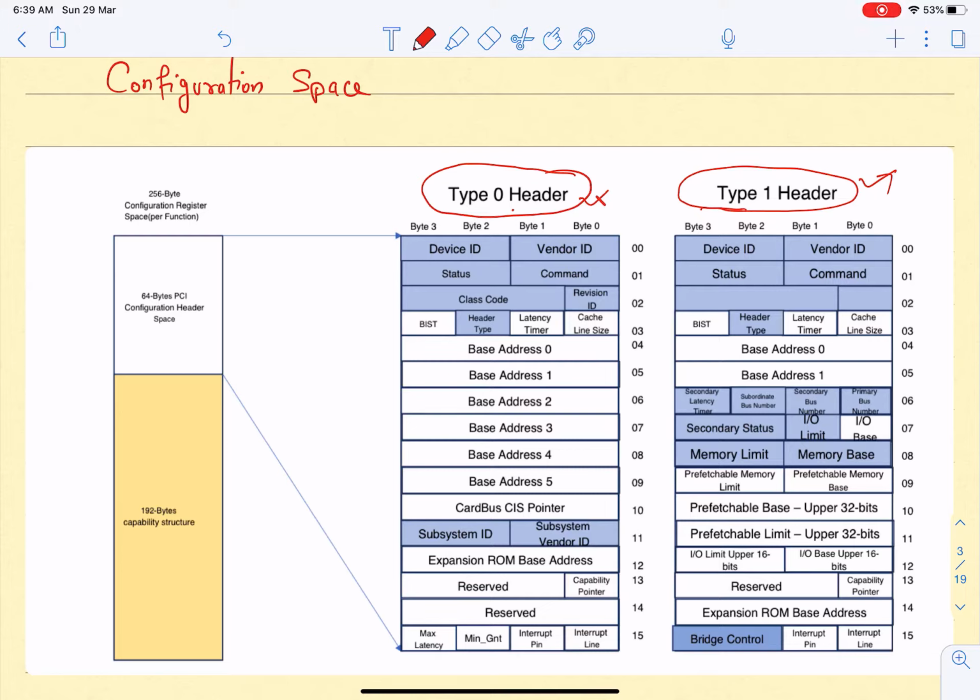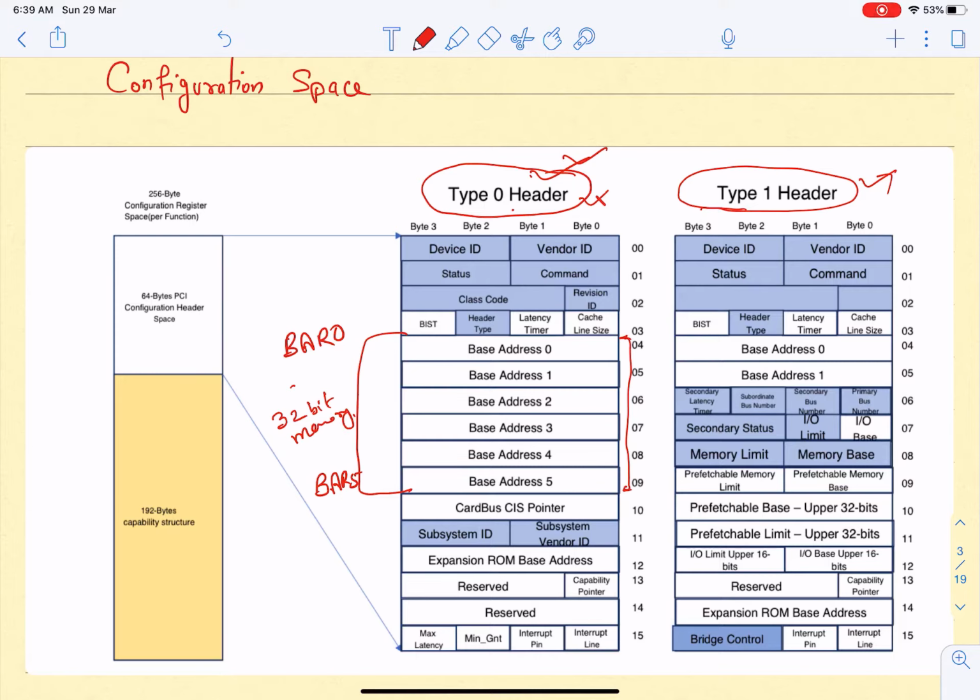Here in the type 0 header, we have base address registers. We call them BAR 0 to BAR 5, and we can configure memories. We can have up to 6 memory ranges in one PCI endpoint device if all the address spaces lie in 32-bit memory space.